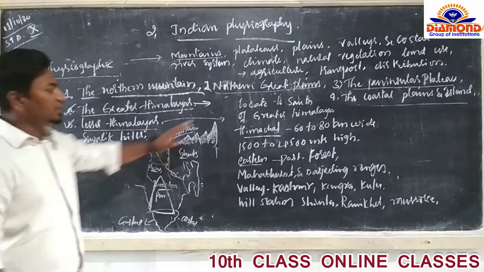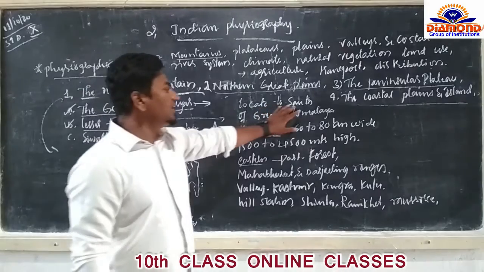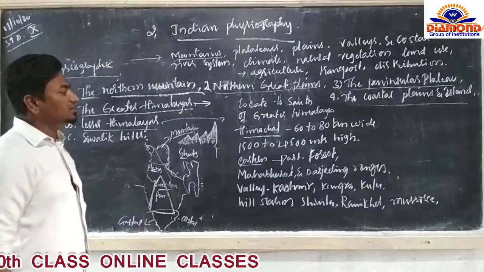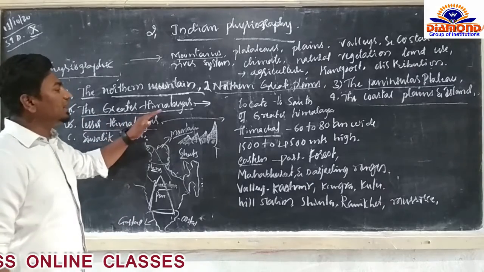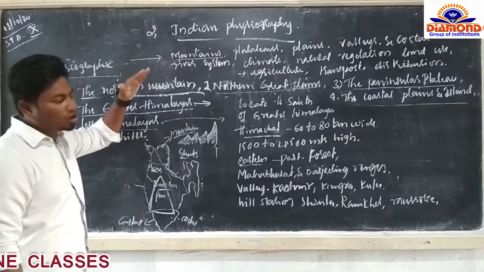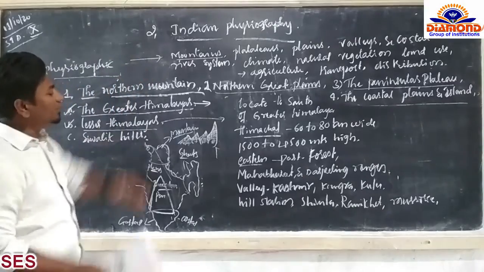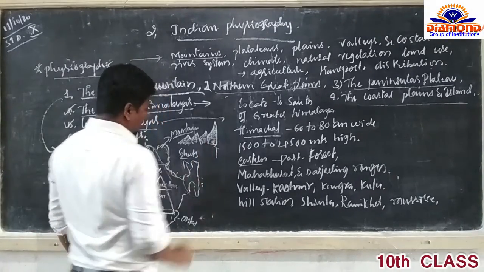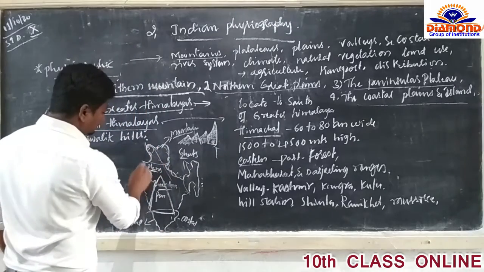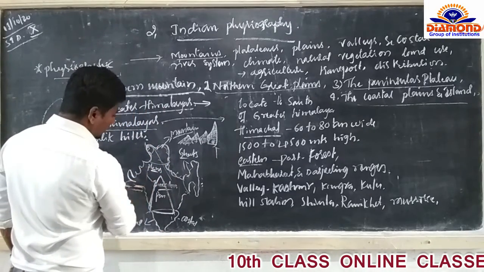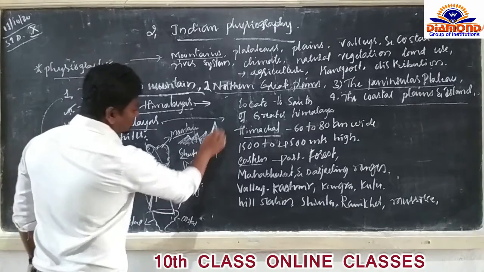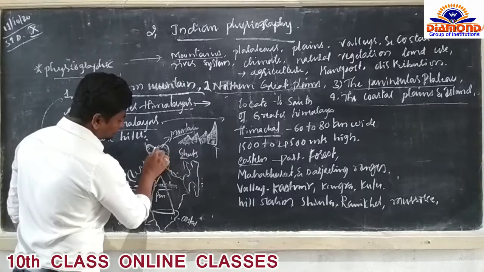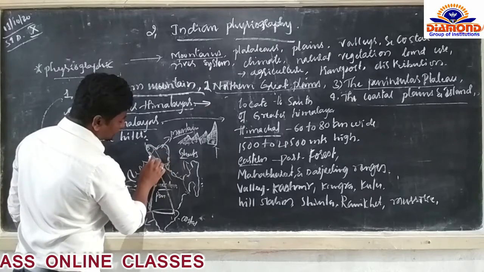Where is the location? First, locate the south part of the Greater Himalaya. The Greater Himalaya are in the northern part, on the top, and this one is down from it. You might be seeing here that these are the Greater Himalaya, and when it comes down, these are the ranges.